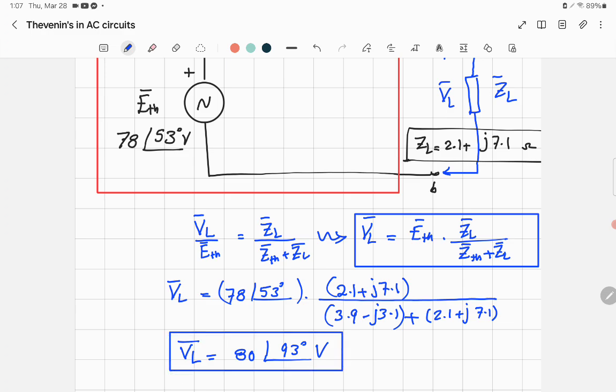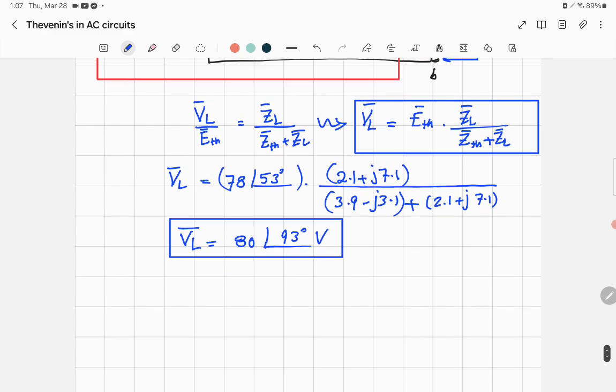If you want to find the current through the load, it will be the same thing. You just divide it. If you want to find the current through the load without even knowing the voltage across the load, you can just divide E Thevenin by the total impedance in the circuit, ZL plus Z Thevenin. I'm not going to do it, it's just mathematical.